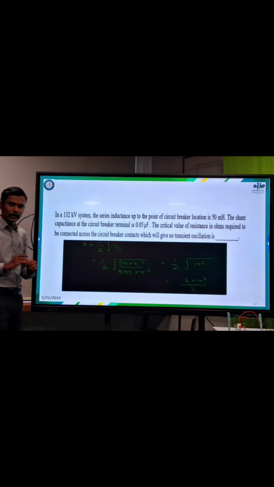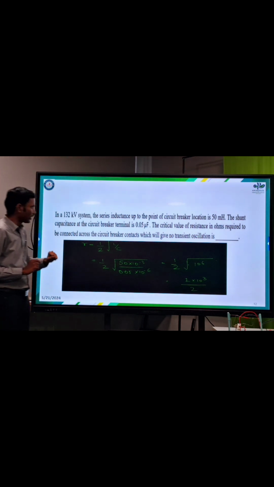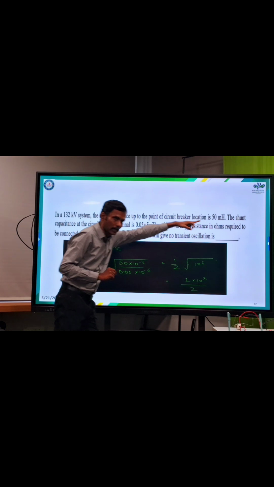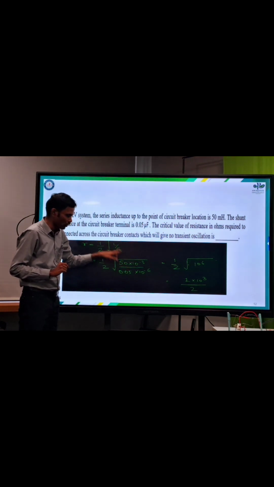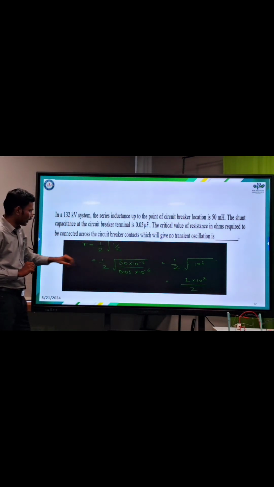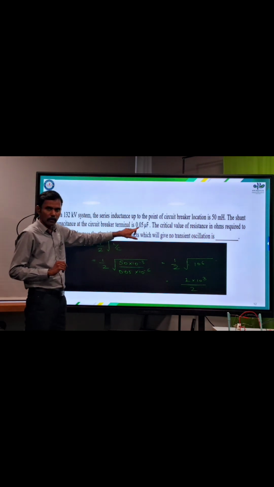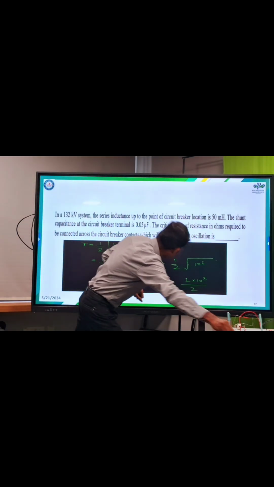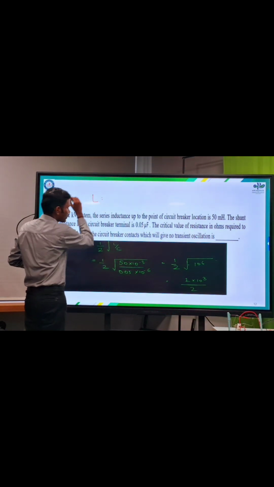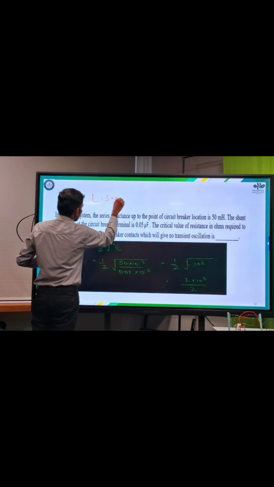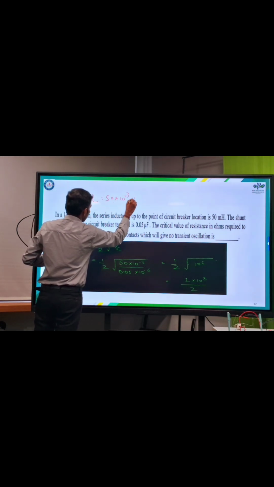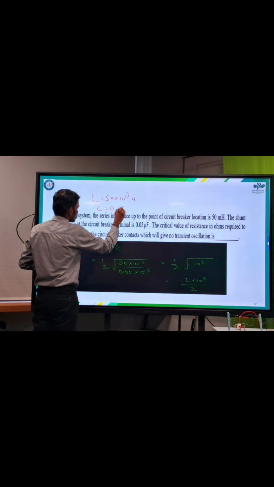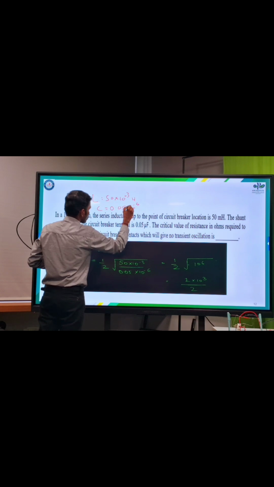Again the same formula, R equal to 1 by 2 root L by C. Here they have given the L value, the inductance value, as 50 millihenry. So I can substitute 50 into 10 power minus 3 Henry instead of L. And instead of the C value, they have given 0.05 microfarad, so 0.05 into 10 power minus 6 farad.